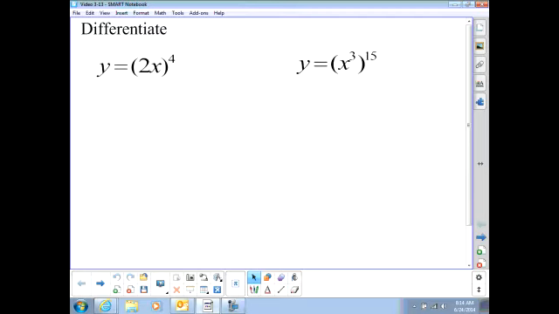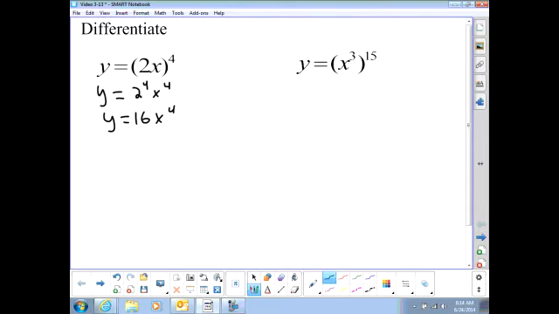Currently, how we would have to attack this is we would have to rewrite y here as 2 to the 4th, x to the 4th, which means that y would be equal to 16x to the 4th. Then we could take the derivative of that. 4 times 16 would give us 64, and we'd have x to the 3rd. So we can work with that.